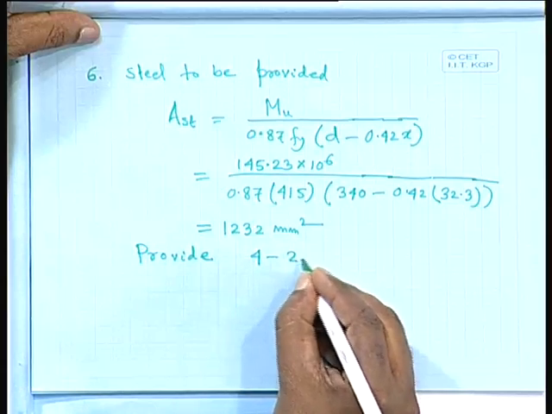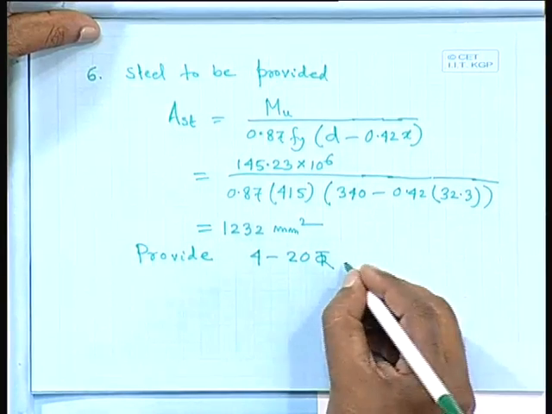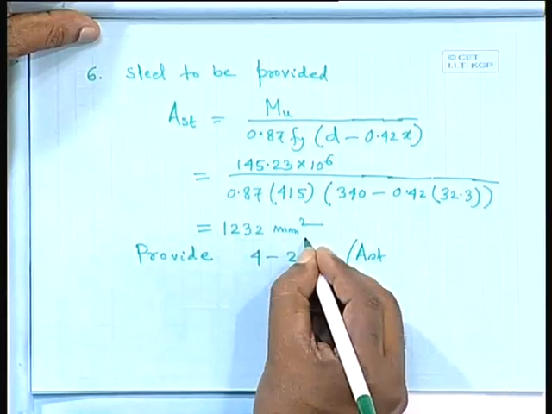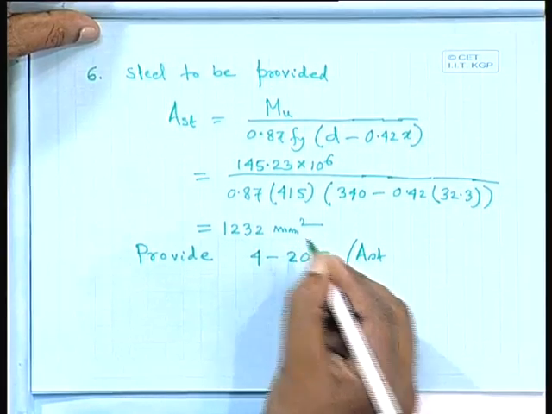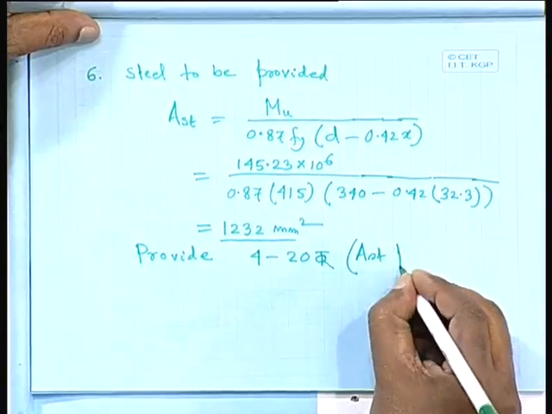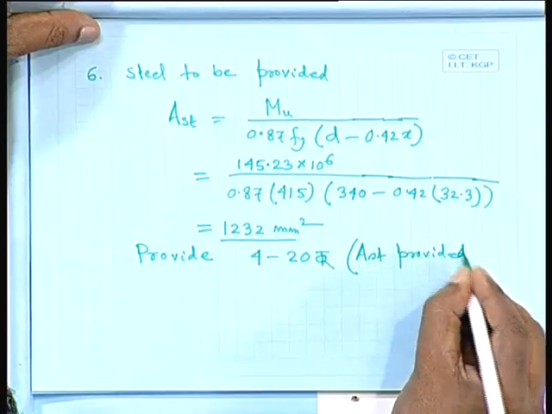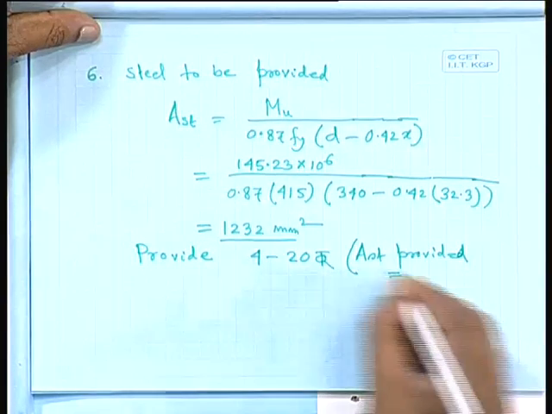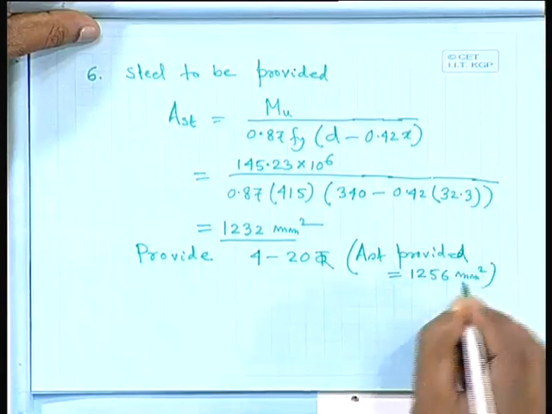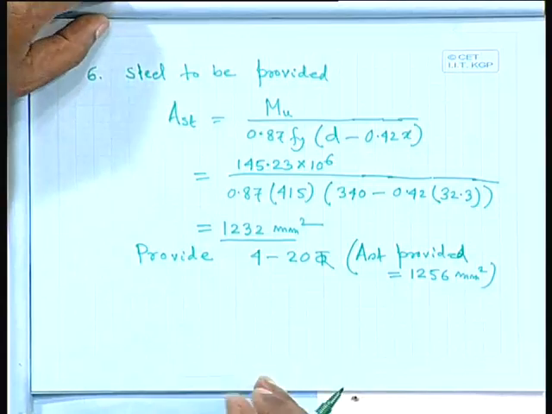So, we can provide four numbers of 20 torr, and so what is the Ast provided? This is area of steel computed. So, area of steel actually provided equals 1256 square millimeter. So, we are providing 1256 square millimeter, little more. So, I think this is acceptable.